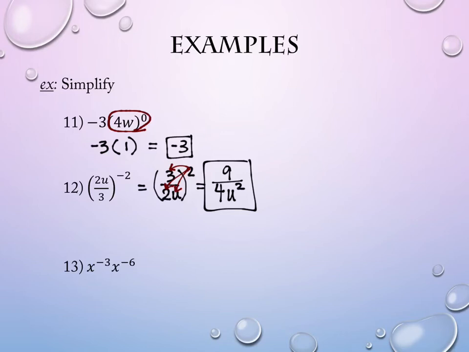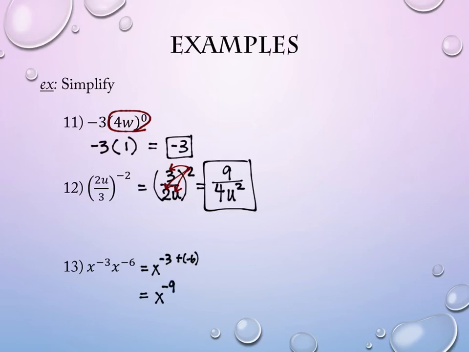Now, we can combine these first. This is property number 1. X to the negative 3, x to the negative 6. What do I do with the exponents? Yeah, I add them. So I have negative 3 plus negative 6. And what is negative 3 plus negative 6? Yeah, Tristan, you got it. Negative 9. So it is still negative because they were negative when they started. So it is negative 9.